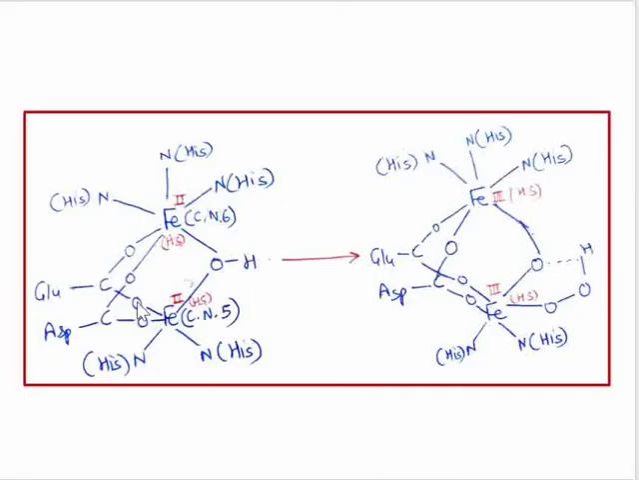This is the structure of hemerythrin, where you will find there are two iron centers that have the two oxidation state, and it is present in the high spin state. And there are 1, 2, 3, 4, and 5 histidines and two carboxylic groups of glutamate and aspartate.